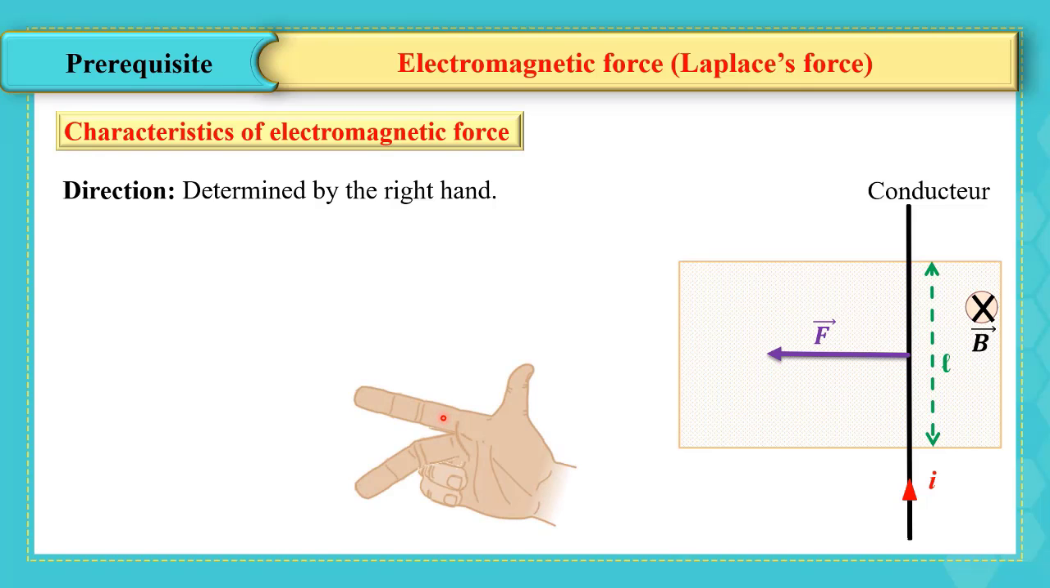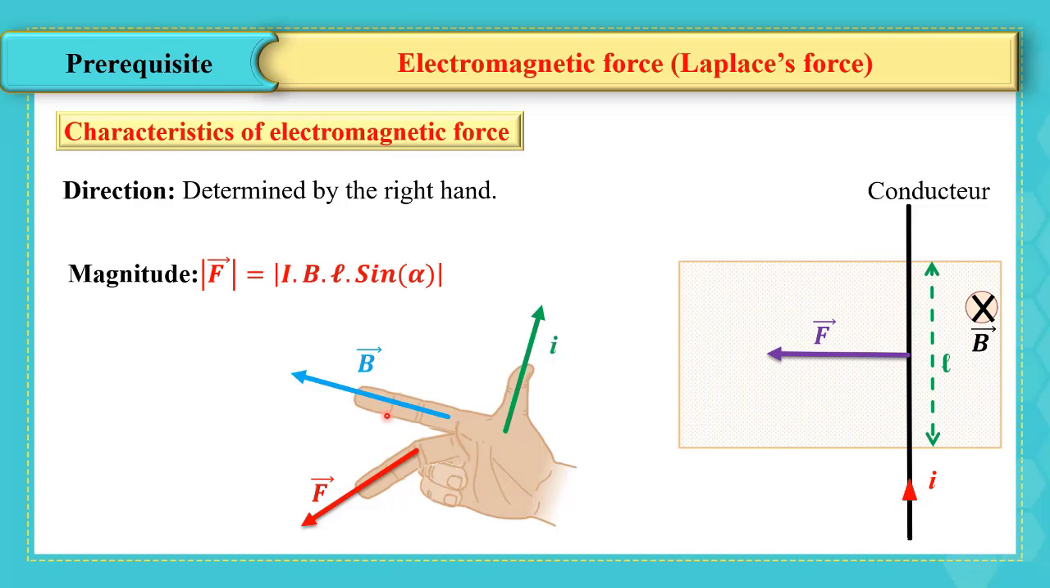In this case, the thumb takes the direction of the current and the index finger takes the direction of the magnetic field, while the middle finger takes the direction of the force. The magnitude of this force is equal to the absolute value of the current multiplied by the magnitude of the magnetic field and the length of the conductor subjected to this force multiplied by sine alpha.